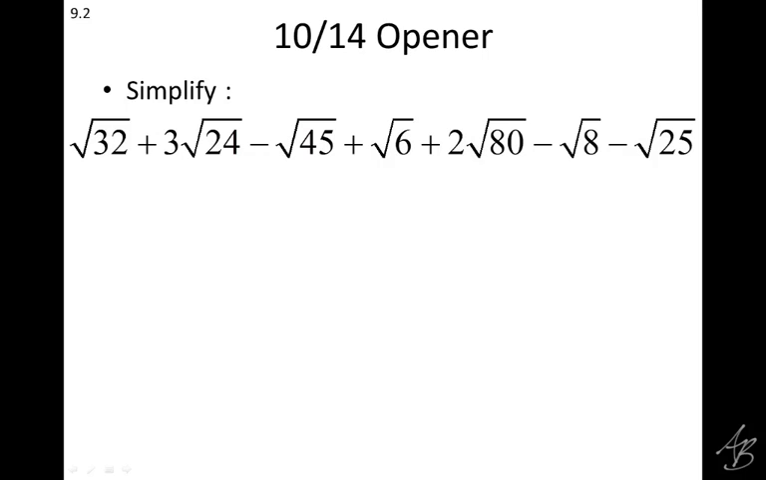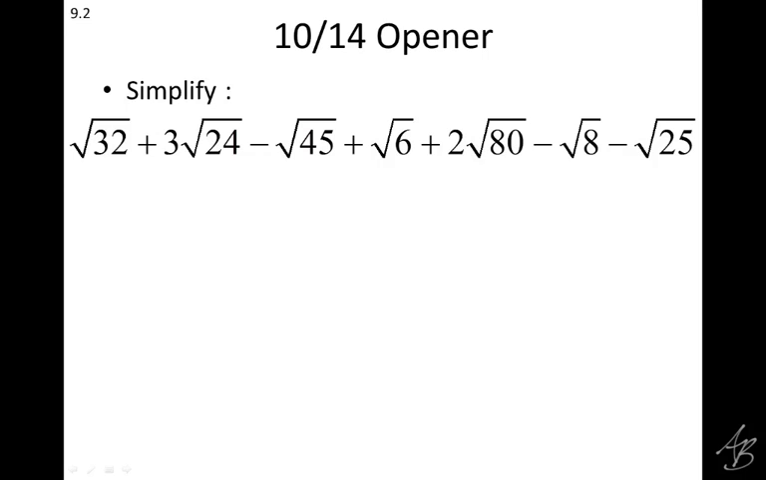When they are like terms, exactly. So when they're like terms, that means that they're going to have the same, what? What's going to make them like terms if they have the same what? The same square root or the same radicand, right?